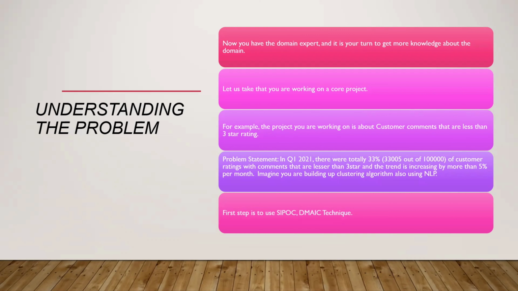In Q1 2021, there were in total 33% of customer ratings with comments that are lesser than 3 stars. And the trend is increasing by 5% per month. And imagine you are building a clustering algorithm using NLP. So leave the last line. So you could understand the problem: the ratings are coming down.